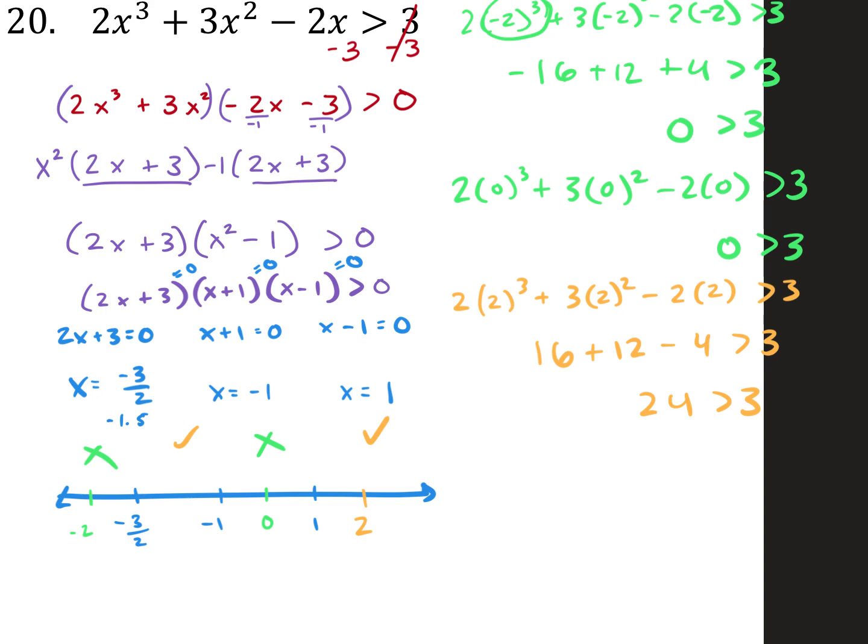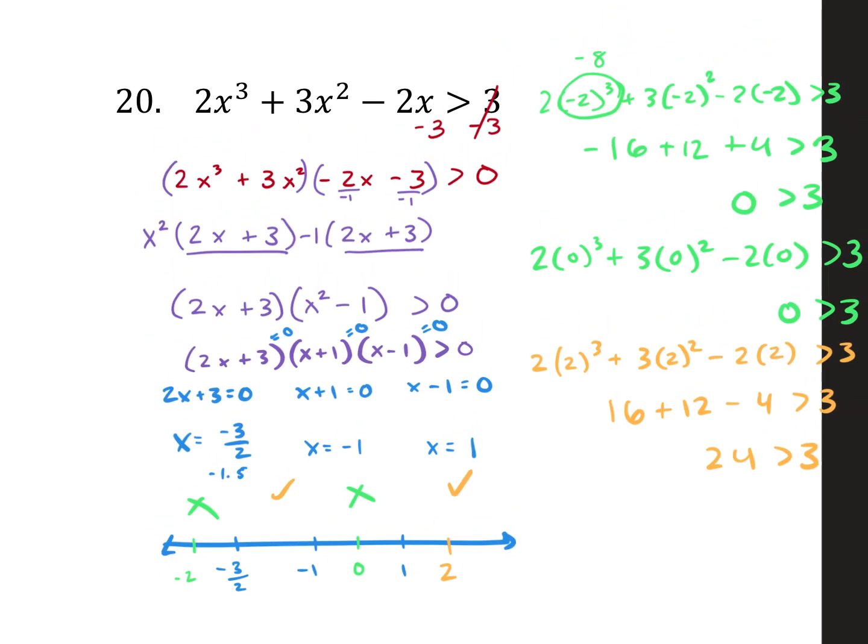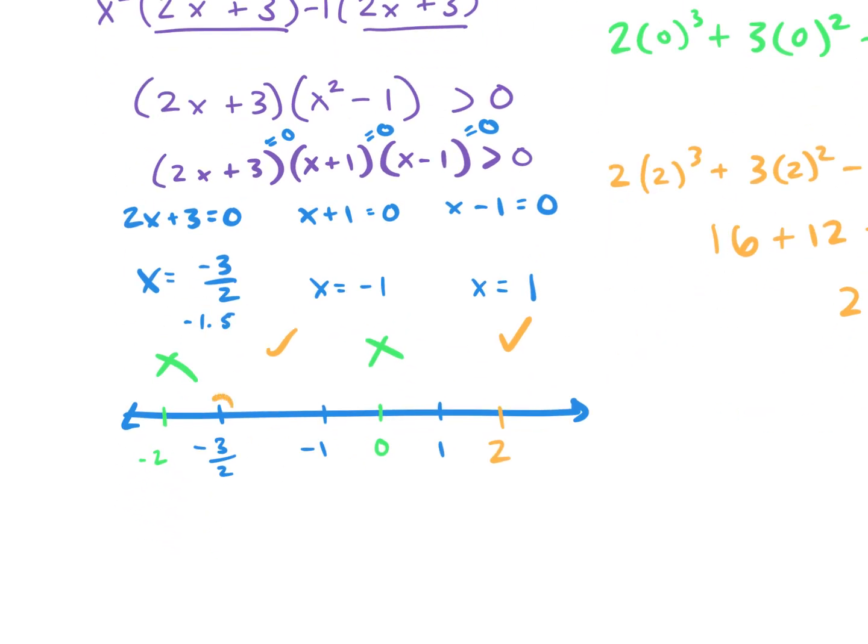So lastly, let's put our points. We have 3 points here. Are they all going to be open circles or closed circles? Open, because it's just a greater than sign. So I have an open circle here, an open circle here, and an open circle here. I'm going to highlight in between these 2 points because I plugged in a fraction and it worked. And then I'm going to highlight to the right here because I plugged in 2 and it worked.